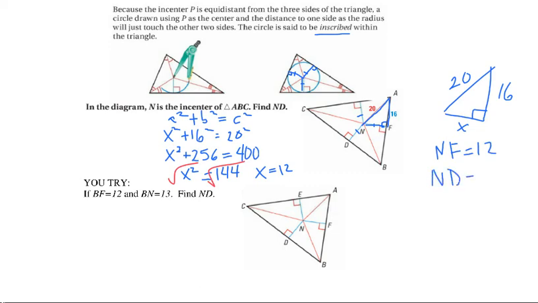So I want you to try the same thing, with a similar picture, but I'm giving you different measurements to start with. Again, I want you to find what the ND measurement is. So go ahead, push pause, work it out. You may need to use this Pythagorean theorem idea by drawing a separate triangle out to the side. Then when you're ready to check your answer, go ahead and push play.